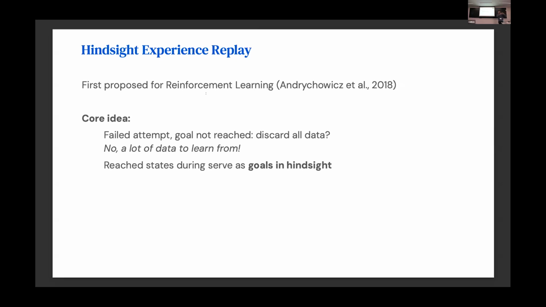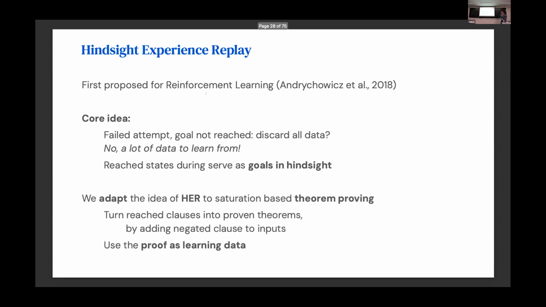So basically, wherever you reach, make that the goal and use that as a goal for the training example. So you have a failed attempt, your goal is not reached, so basically make that goal in hindsight. This is what we call adapting the idea of hindsight experience replay to saturation-based theorem proving.